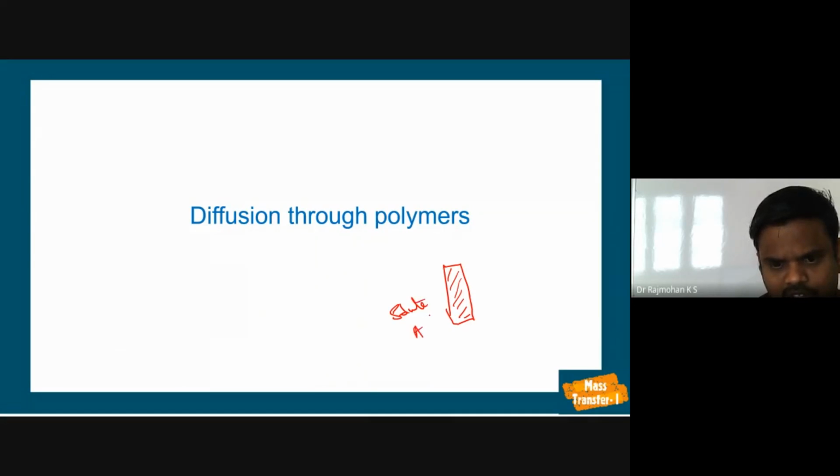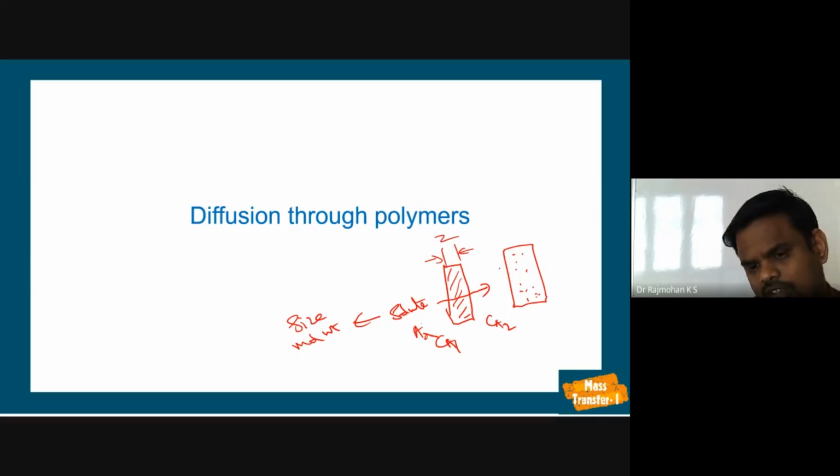This has to diffuse through it, and there is a possibility that some amount will be retained inside the polymer, depending upon the size, molecular weight, velocity, and concentration difference. On this side the concentration of the solute is Ca1, on this side the concentration is Ca2, and the thickness is Z. Concentration or pressure, whatever. If it is a gaseous solute, you can say Pa1 and Pa2. The partial pressure of the solute on this side is high and on this side it is low.